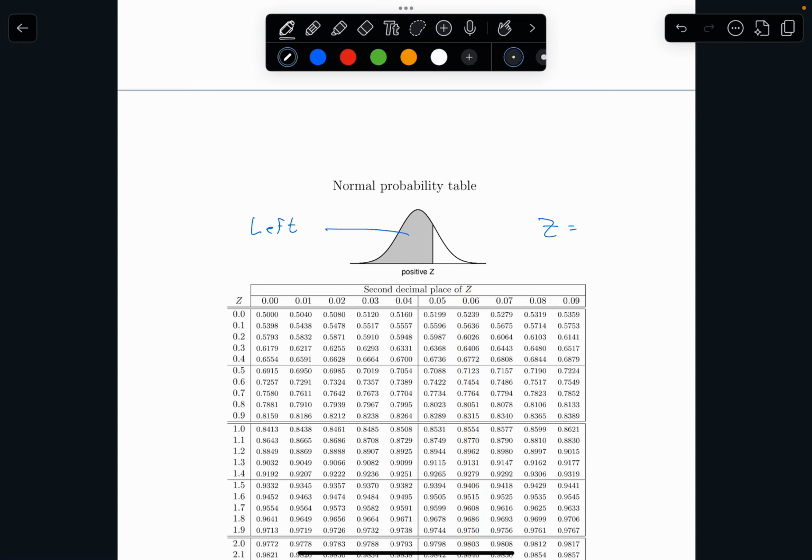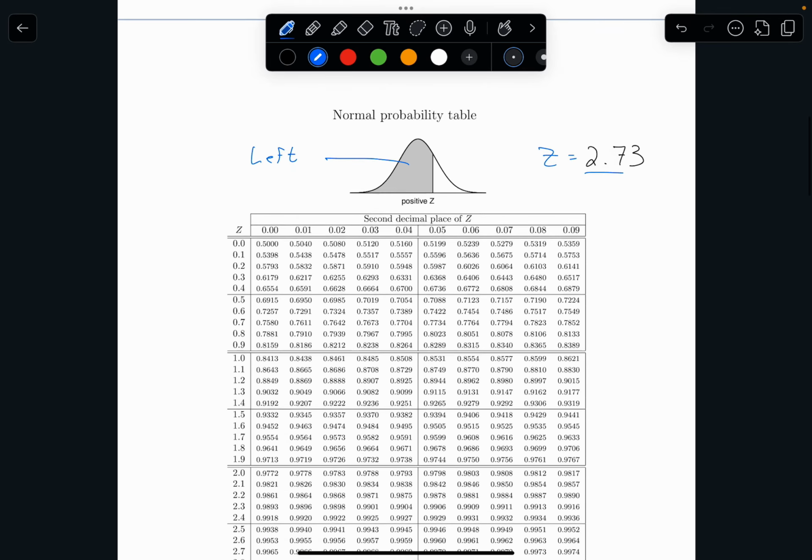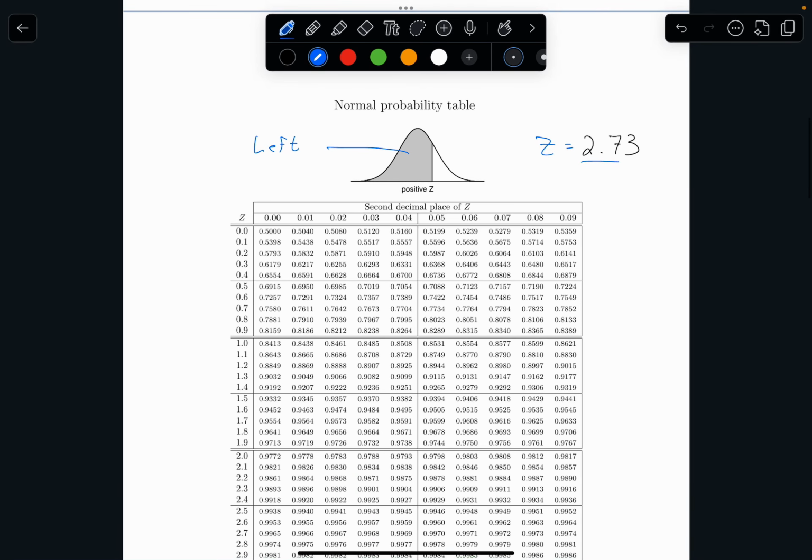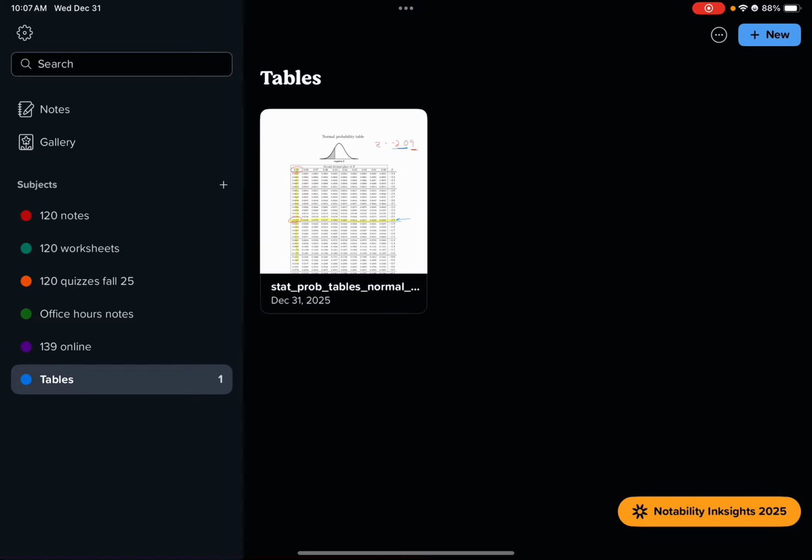We said positive 2.73. We'll start off with 2.7. We must be looking at this row right here. Here's 2.7, so let's highlight that row. And then the second decimal is a 3, so we're looking at this column. The area to the left of that number is 0.9968, excuse me. So let's hop back and quickly make a note of that.